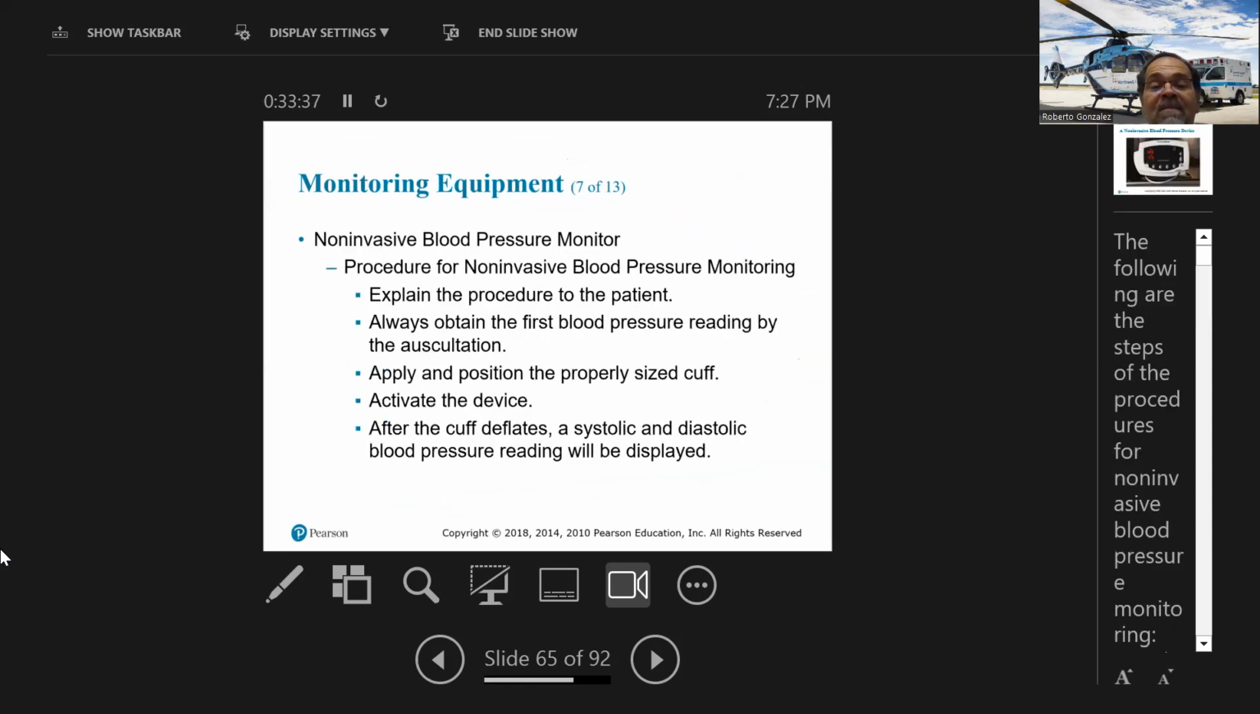Procedures for non-invasive blood pressure monitoring. Explain the procedure to the patient. Always obtain the first blood pressure reading by auscultation. Okay, in other words, you're going to be using your stethoscope. Apply and position a properly sized cuff. Activate the device, and after the cuff deflates, the systolic and diastolic blood pressure reading will be displayed.